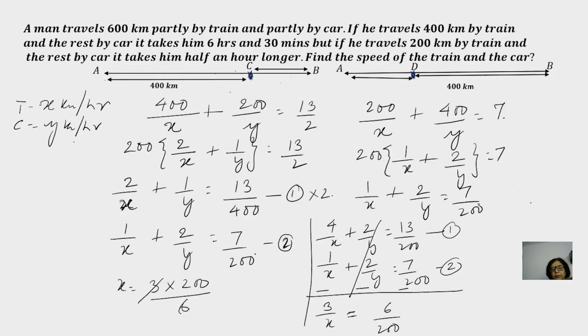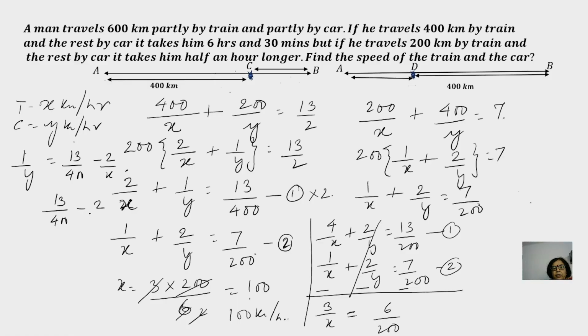That becomes, this becomes 2. This is equal to 100. So x is 100 kilometers per hour. Now in order to calculate y, we can put the value of x in any one of these equations. So if I take here 2 by y, 1 by y, the first equation is 13 by 400 minus 2 by x. So we get here 13 by 400 minus 2 by 100.